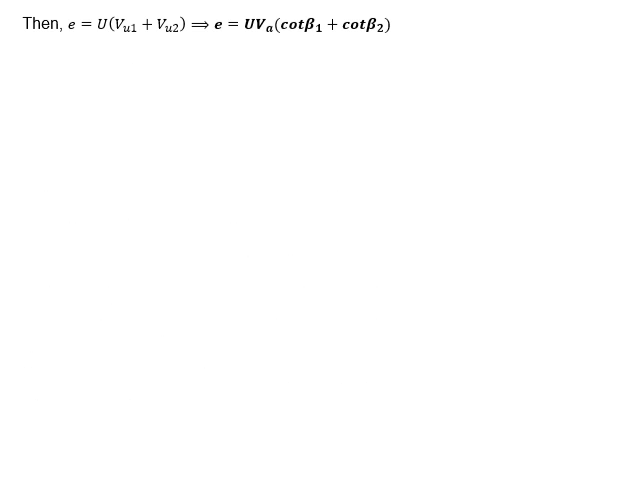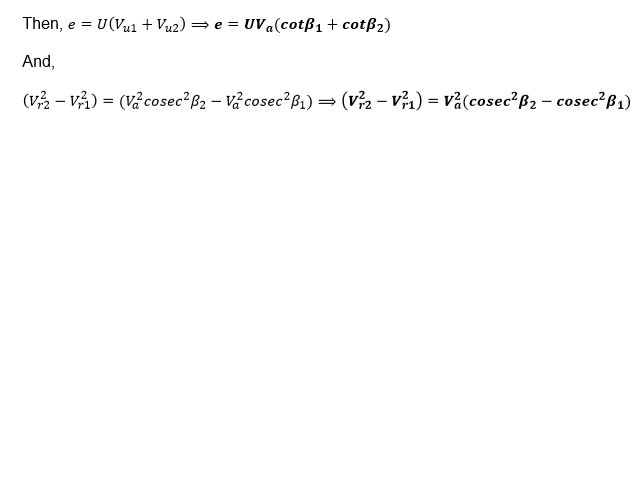Then energy transfer is equal to U into (VU1 plus VU2). So that is equal to E. Energy transfer is equal to U into, from the previously derived expressions, VU1 plus VU2. In that one, V of A is common, taken outside, and inside the bracket is cot beta 1 plus cot beta 2.